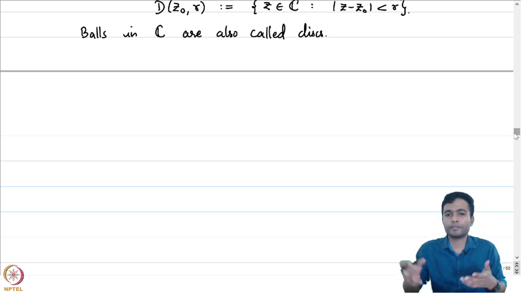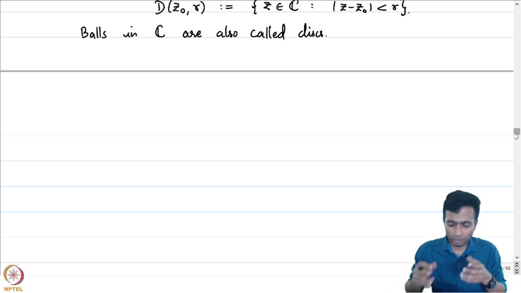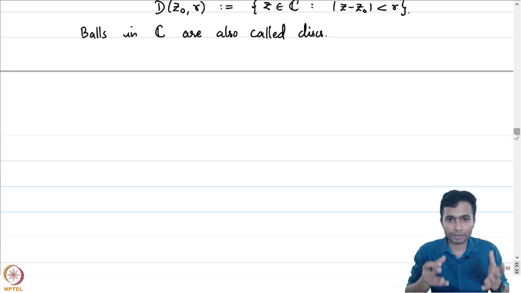If we are to work with a general metric space, which we will do sometimes in this lecture itself, we will use capital B instead of capital D. It should mean the same thing.